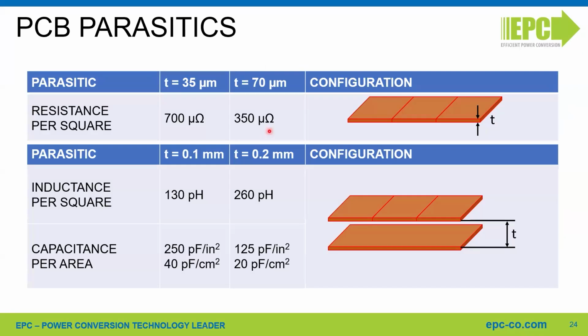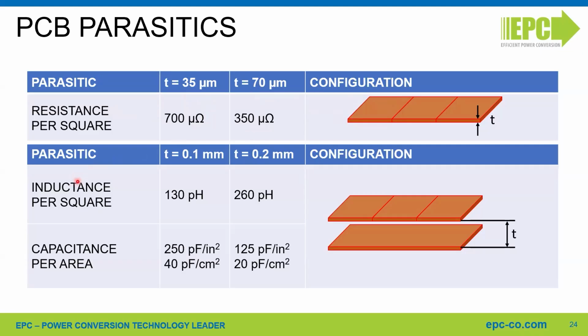Okay, so let's have an overview about rule of thumbs for estimating the parasitics in a PCB. It is worth noting that both the resistance and the inductance are not related to the absolute dimension of the tracks, but they are related to the shape of the tracks. In case of the resistance, you can define resistance per square, and with 1 ounce copper is about 700 microohm, with 2 ounce copper is 350 microohm.